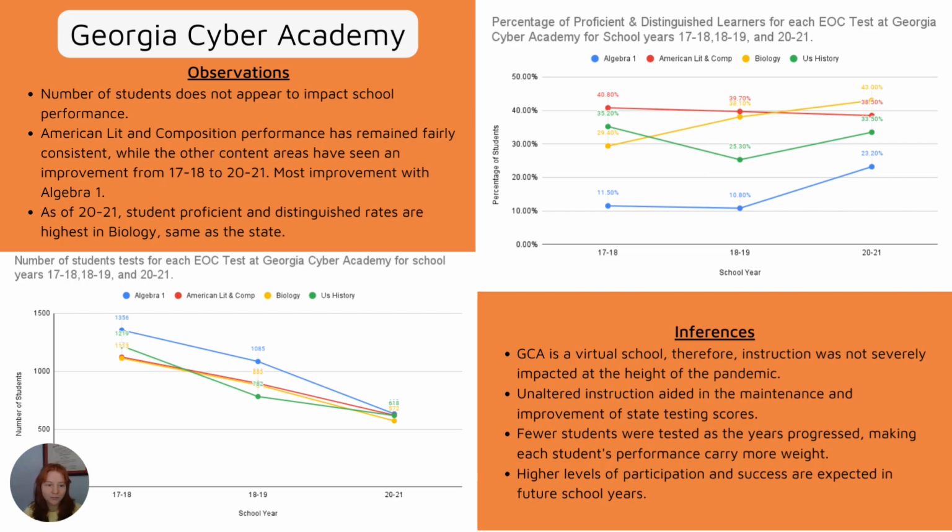So what can we infer from the Georgia Cyber Academy data? Well, GCA is a virtual school. Therefore, instruction was not severely impacted at the height of the pandemic. So unaltered instruction aided in the maintenance and improvement of these state testing scores.